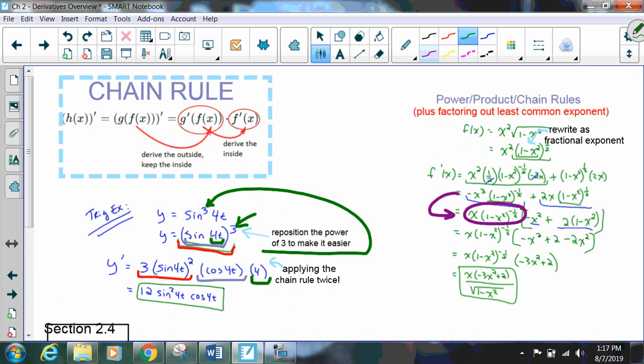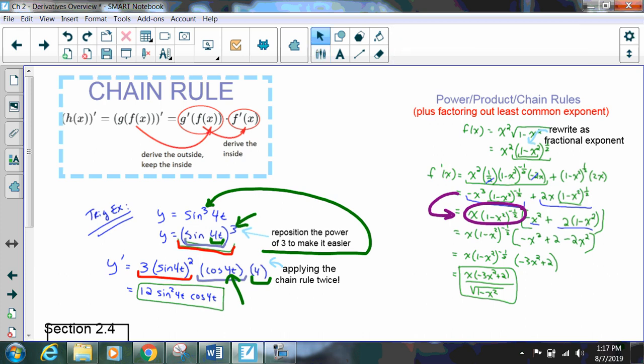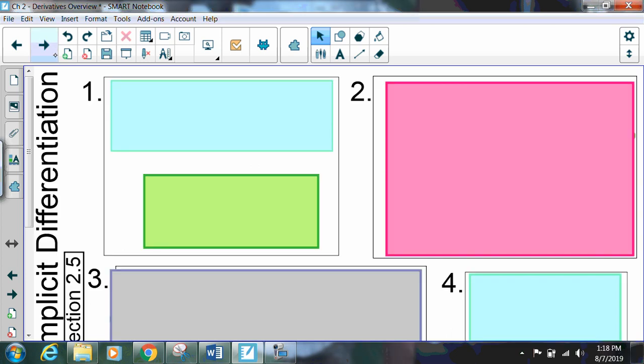And don't forget to go back in. Once you take the derivative of sine 4t, you go back in, which is obviously cosine 4t, but you go back in and take the derivative of the angle itself. Derivative of 4t is 4. Awesome. Once again, feel free to stay on this page. We're moving on. All right.